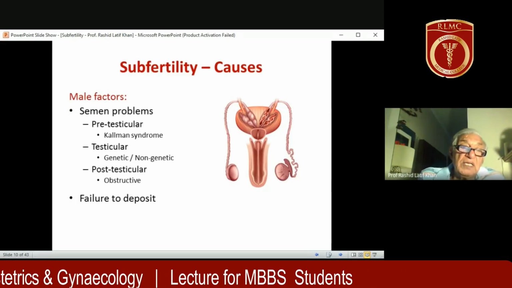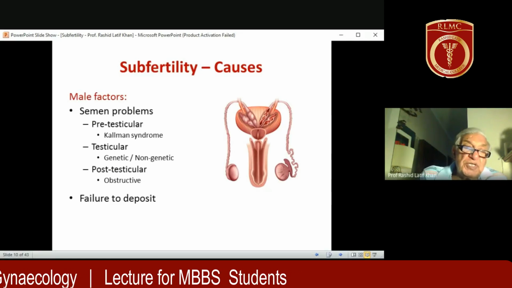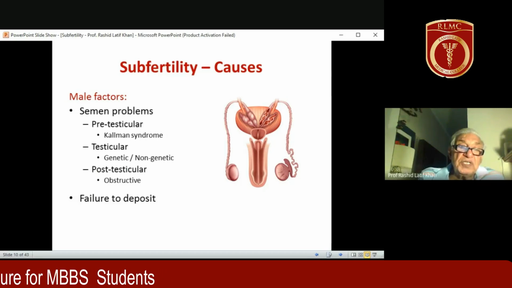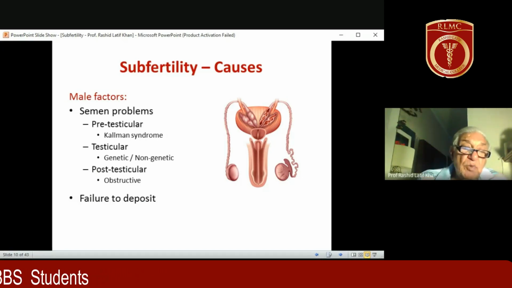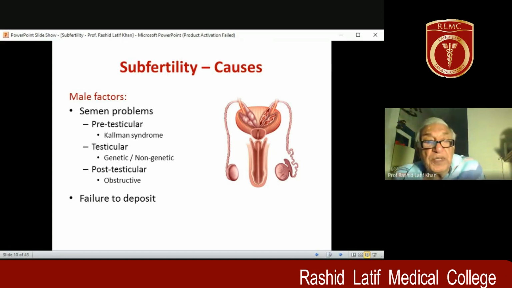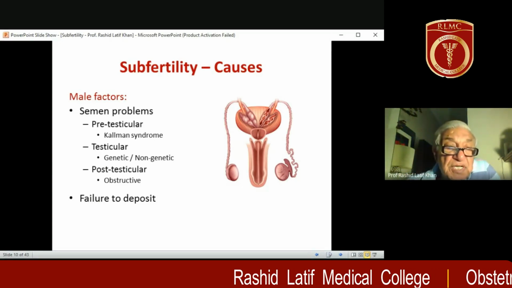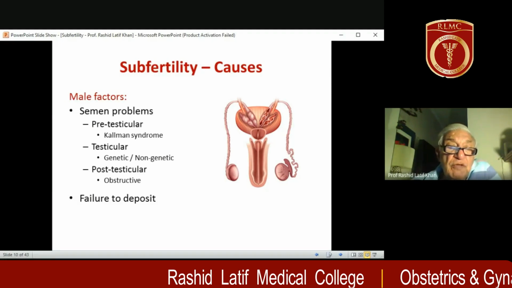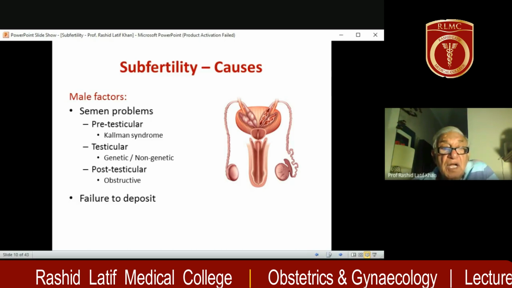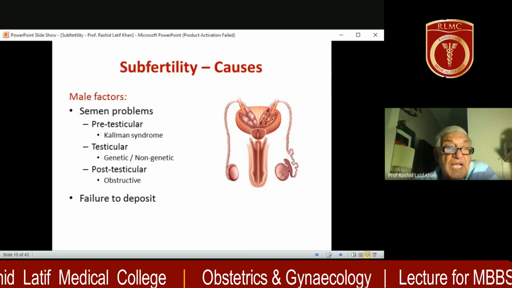Similarly, in the male, spermatogenesis takes place in the testes. And this spermatogenesis is stimulated by pituitary hormones. If for some reason the pituitary hormones are not produced, or there is a genetic defect that the pituitary is not producing its hormones, gonadotropins, then obviously the testes will not be stimulated, so there will be no spermatogenesis. Here, the testes may be normal, but the hormones are abnormal, FSH and LH.